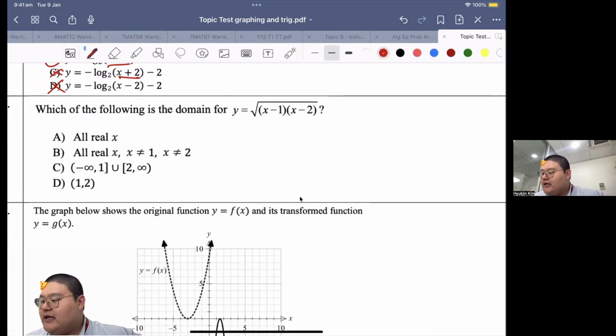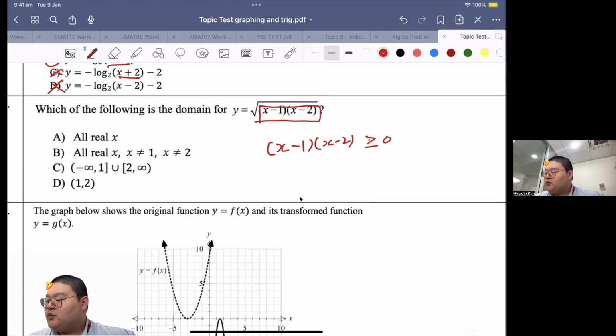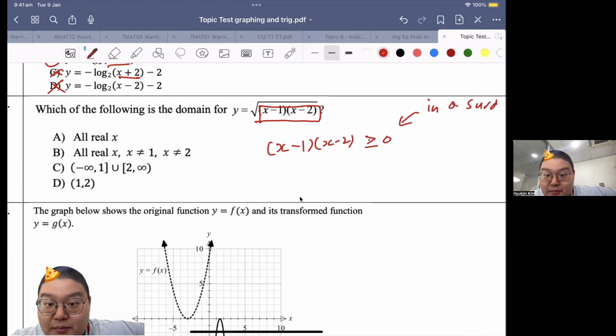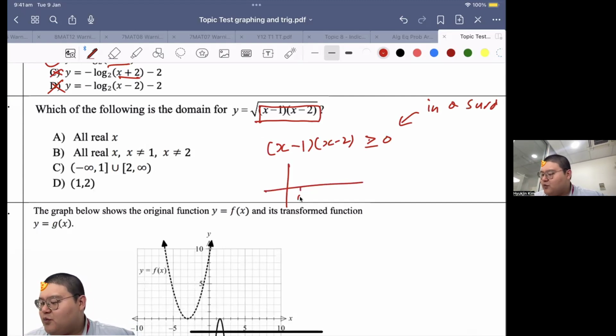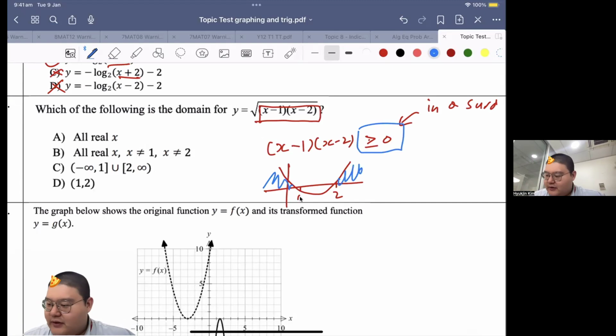Now, this is a bit of a tricky one. What we do know is that whatever's inside of the surd has to be positive or equal to 0. Because why? In a surd, we can't have a square root of a negative number. So whatever this thing is, it has to be greater or equal to 0. Wait a minute, what do we notice? This is just a parabola with x-intercepts 1 and 2, and we sketch it, and we want this to be greater than 0, right? So all I need to do is look for the region where this is true, which is the left side of the 1 and then the right side of 2. Boom. Option C.